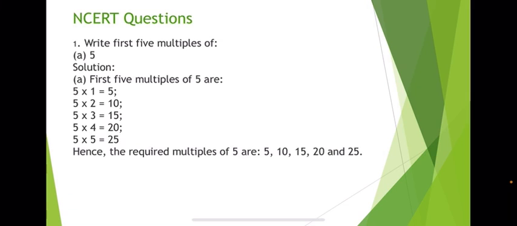5 multiplied by 1 is equal to 5. 5 multiplied by 2 is equal to 10. 5 multiplied by 3 is equal to 15. 5 multiplied by 4 is equal to 20. 5 multiplied by 5 is equal to 25. Hence, the required multiples of 5 are 5, 10, 15, 20 and 25.